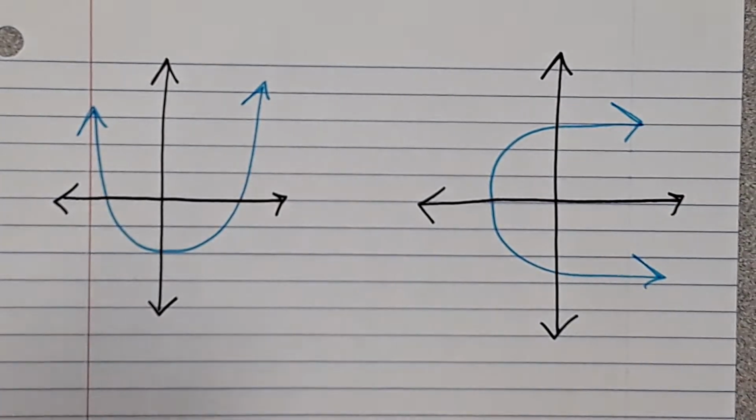Okay, so these are parabolas. One is a function, one is not a function. And we're going to talk about the vertical line test. Anybody remember the vertical line test?